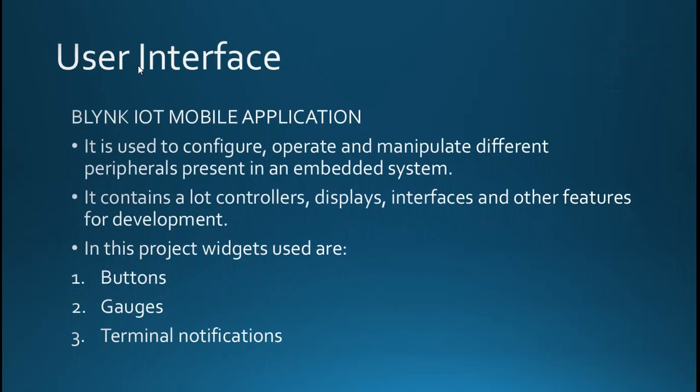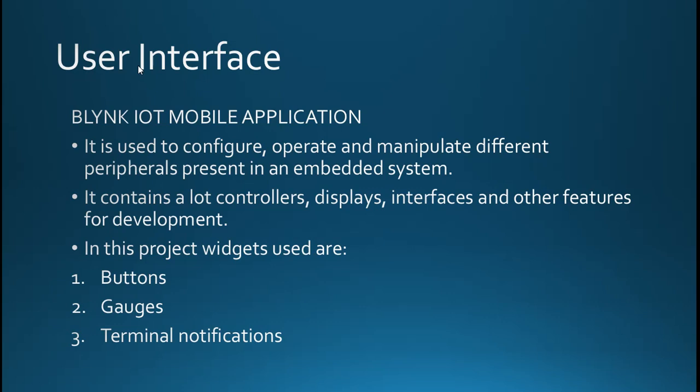User interface. The Blynk IoT mobile application is used to ease the user interface. It is used to configure, operate and manipulate different peripherals present in an embedded system. It consists of a lot of controllers, displays, interfaces and other features for development. In this project, the widgets used are buttons, gauges and terminal notifications.